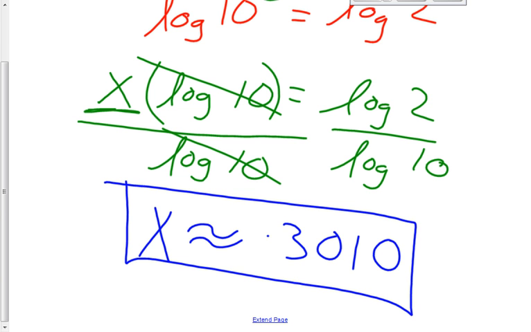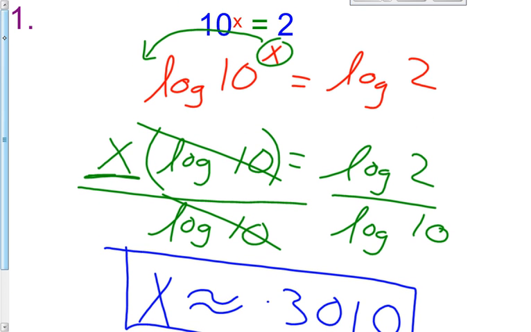So this is an equation. Any equation, I could always check my work if I wanted to. I can substitute x right back up to the top again. So what did I get for x? 0.3010. Let's check our work. 10 raised to that power, does it give us 2? Or at least close to it because it's an approximate value?